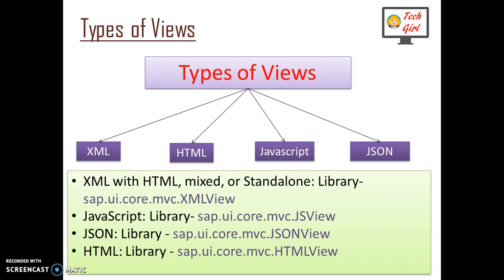Now comes the types of views. As before, I told you that views is the user interface of the screen. So there are 4 types of views, that is, we have 4 types of views in which we can code. Like we can have .xml file of view, .html, .javascript, that is .js file, and .json file.